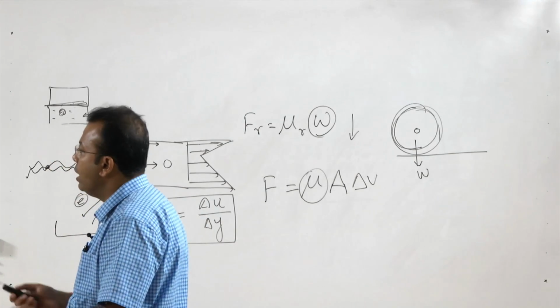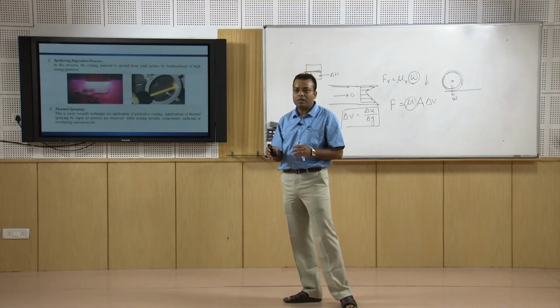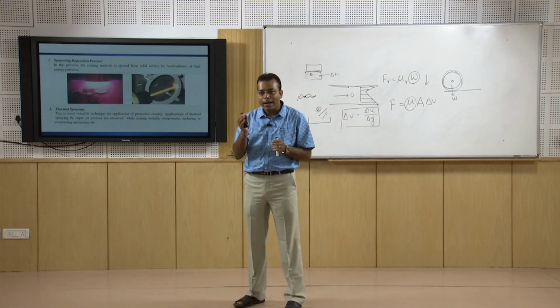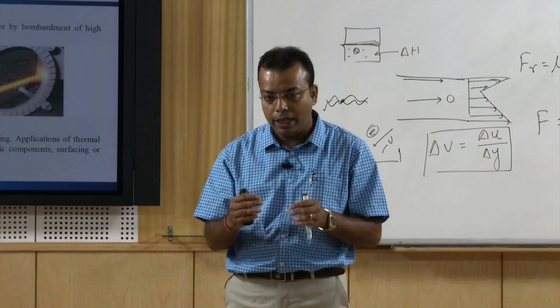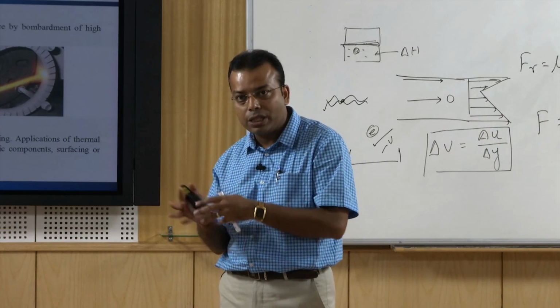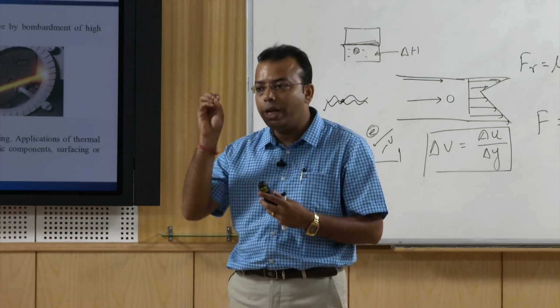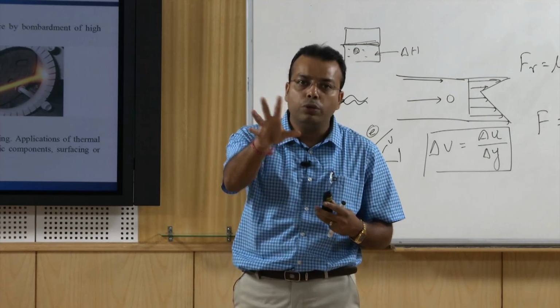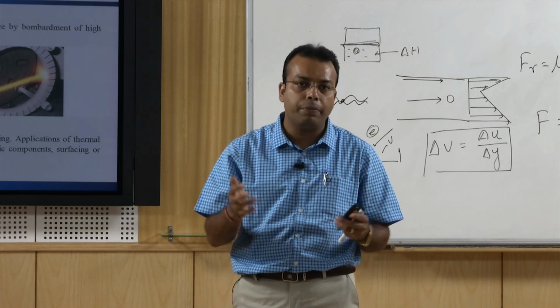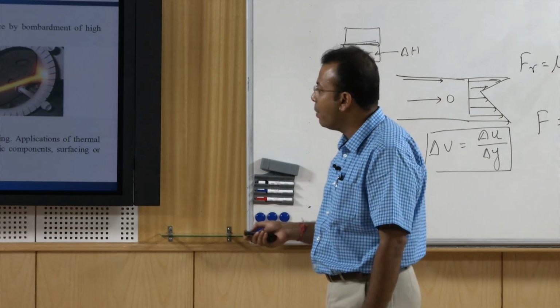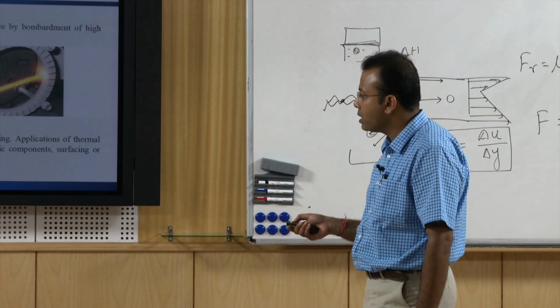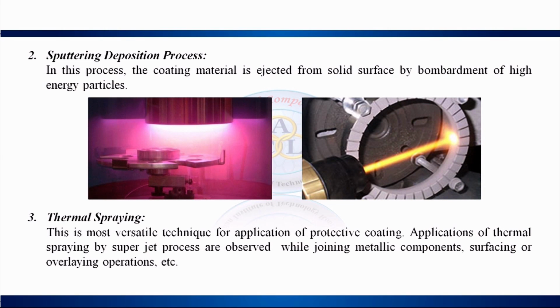Last one is called the thermal spraying. Thermal spraying is nothing but, we are having some material, we are heating that material so it comes into liquid formation, then like painting we are allowing those materials to fall on a particular body. So, it gives a coating. This is known as thermal spraying. This is the most versatile technique for application of protective coating. Applications of thermal spraying by spark jet process are observed while joining metallic components, surfacing or overlaying operations.